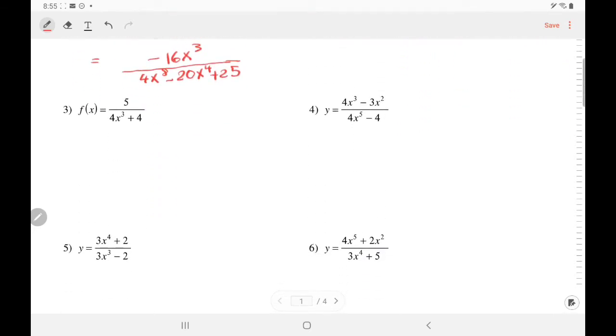Let's try number 2. Likewise, 5 is function f, and this is function g. Deriving f, that would be f prime. Function g, which is 4x cubed plus 4, times the derivative of f, that would be 0, minus function f, which is 5, times the derivative of g, that would be 12x squared, over the square of g.